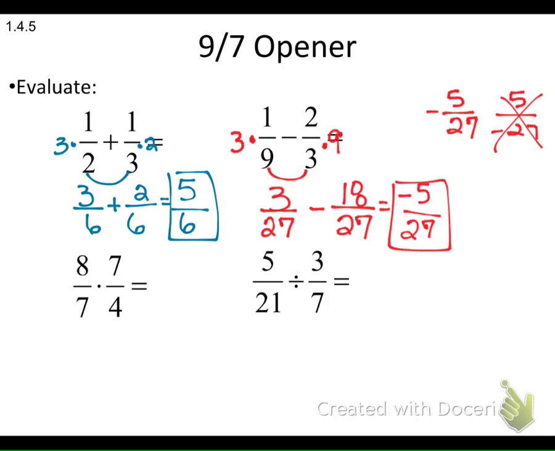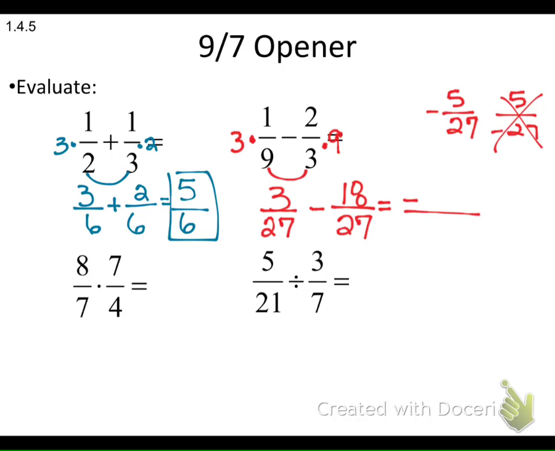Okay, so hold on. Let me see where I messed up. 9 times 3 is 27. 3 times 1 is 3. 9 times 3 is 27. 2 times 9 is 18. 3 minus 18. Oh, there it is. I told you all I make mistakes. Okay, I found my mistake. Can anybody else find my mistake?